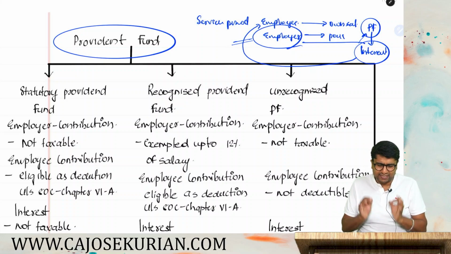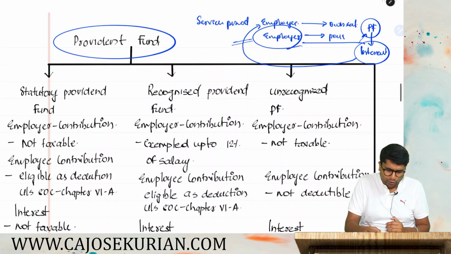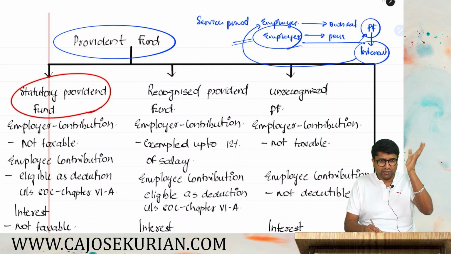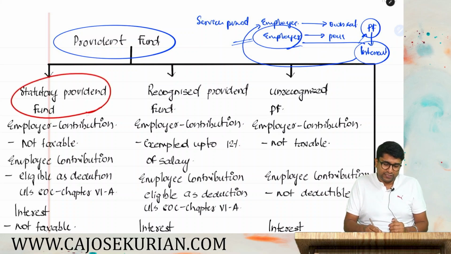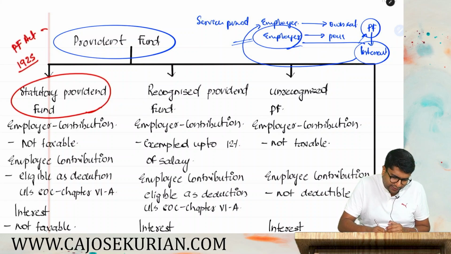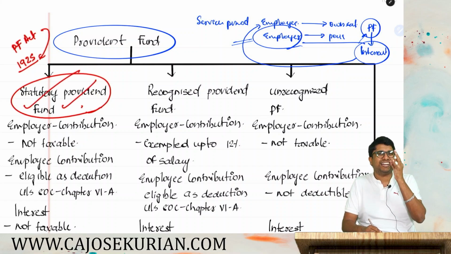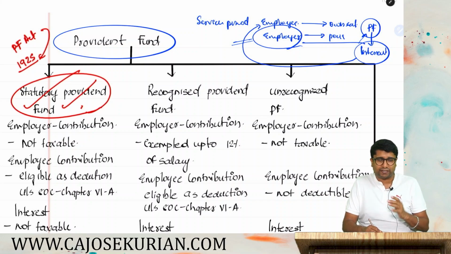So, let's understand what is the impact when you contribute something to a respective provident fund. For that, you should know there are 4 types of provident fund. Number 1, statutory provident fund. Statutory provident fund simply means provident fund which is maintained in accordance with the Provident Fund Act 1925. If you are maintaining a provident fund in accordance with the Provident Fund Act 1925, then you can call that respective fund as a statutory provident fund. Say for example, employees of university, railways, etc. are covered under statutory provident fund.